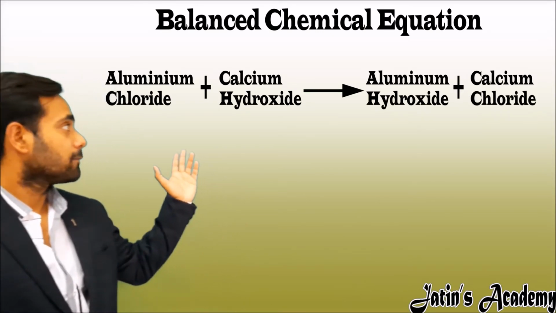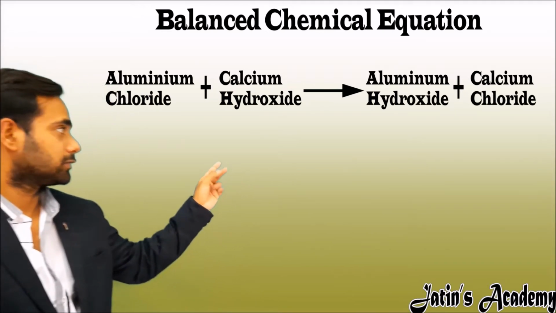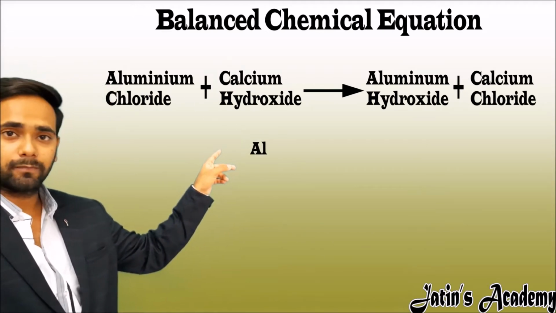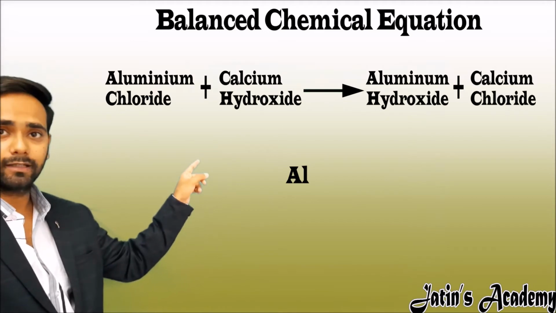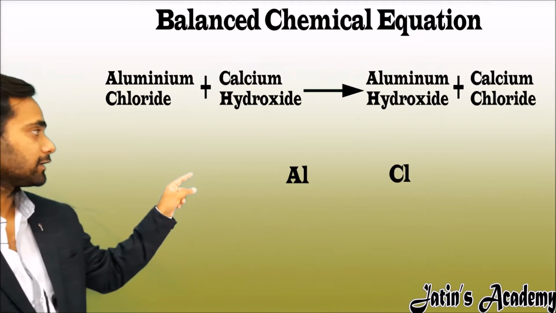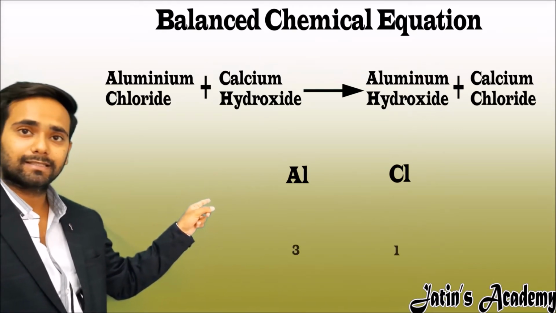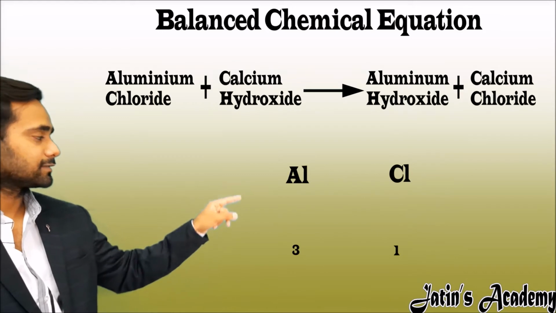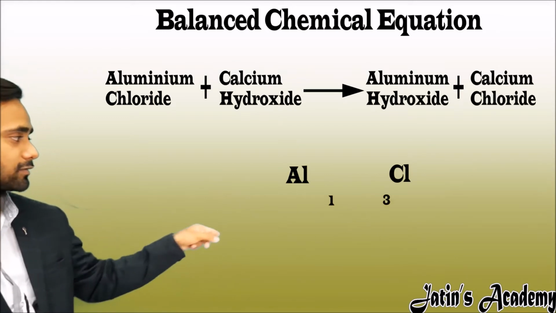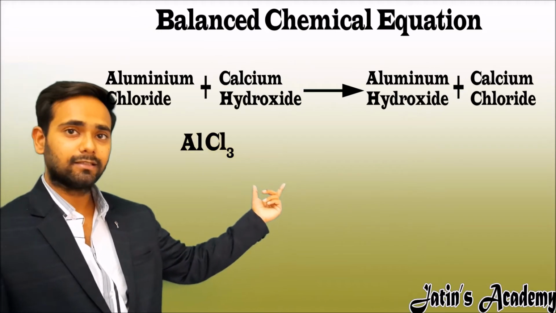First of all, make aluminium chloride. We have done the crisscross method. Now do that. Write the symbol of aluminium, that is Al. Write the symbol of chlorine, that is Cl. And write the valency below the symbols. Aluminium valency is 3 and chlorine valency is 1. Now crisscross the valencies. We get aluminium chloride as AlCl3.